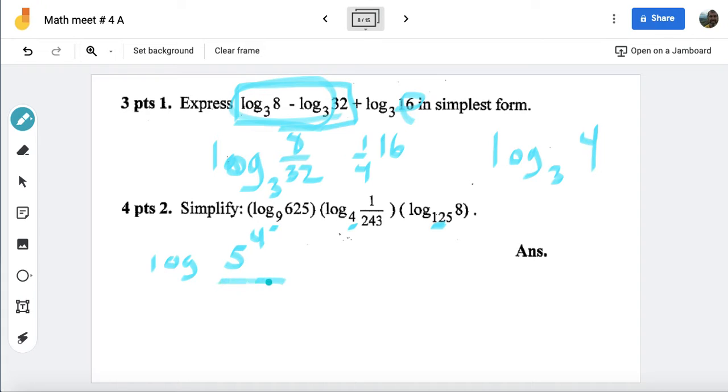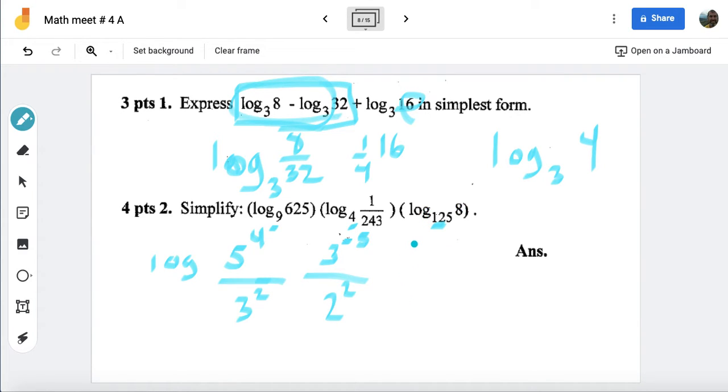And 9 is 3 squared. In this log, in the denominator I have 4, which is 2 squared. In the numerator I have log of 1 over 243. So that's negative, and 243 is 3 to the 5th power, so I'm going to write 3 to the negative 5. Again, this is log, log, log, log, so I don't know if this is going to work out.